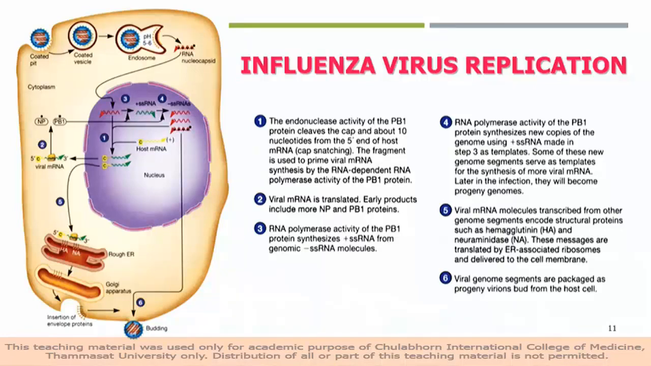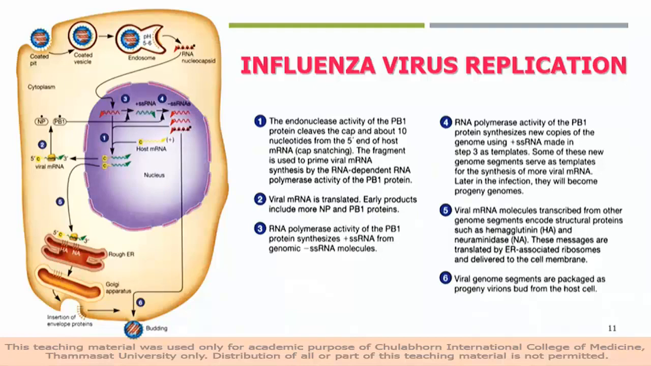Next step, the viral mRNA is translated. The early products of the translation are NP and PB1 proteins, and the RNA polymerase activity of the PB1 protein synthesizes a positive single-strand RNA intermediate from the genomic negative single-strand RNA molecule. The RNA polymerase activity of the PB1 protein then synthesizes a new copy of the genome using the RNA intermediate as the template. Some of these new genome segments serve as template for the synthesis of more viral mRNA. Later in the infection, they will become progeny genomes.